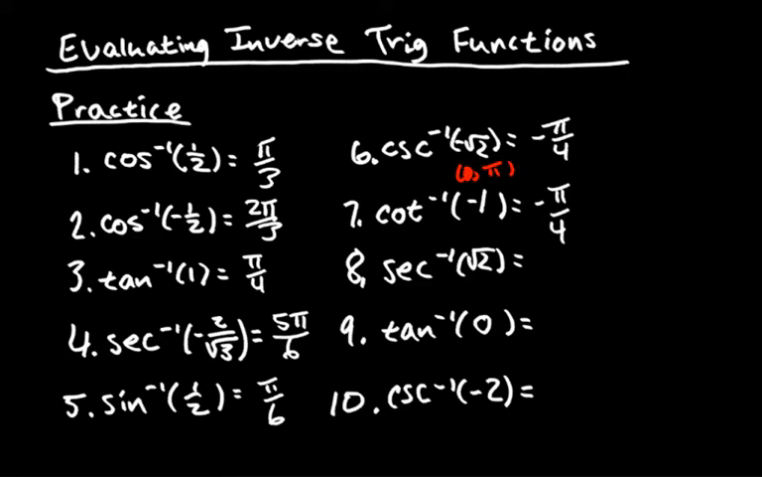Is only going to be defined from 0 to pi. So we can't use negative pi over 4. But there is another angle where that happens. That's actually at 3 pi over 4. So let's use that.